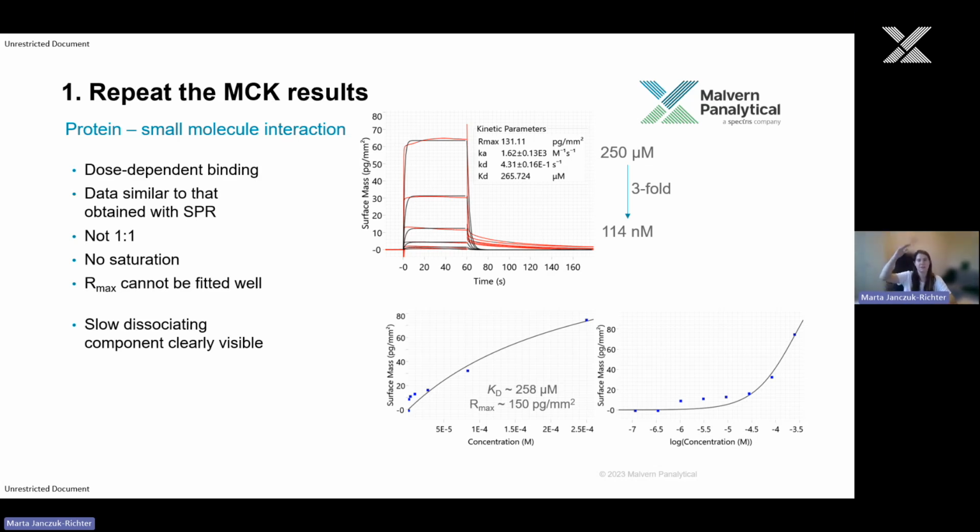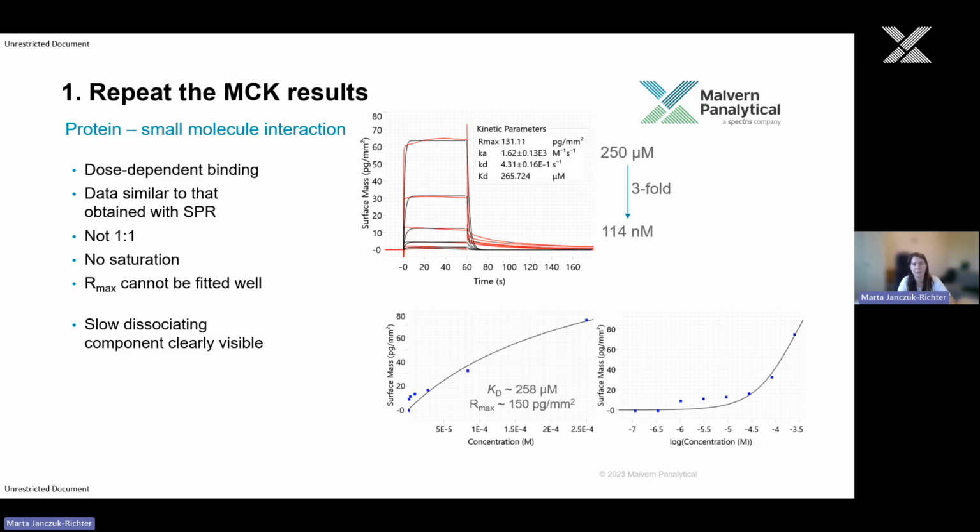So we can see that the distances are getting higher and higher, what you can also see in these equilibrium plots. So it's very difficult for the software to fit Rmax. We really don't know where this curve will plateau. But what we can also see here, it looks like there is some slowly dissociating component visible.